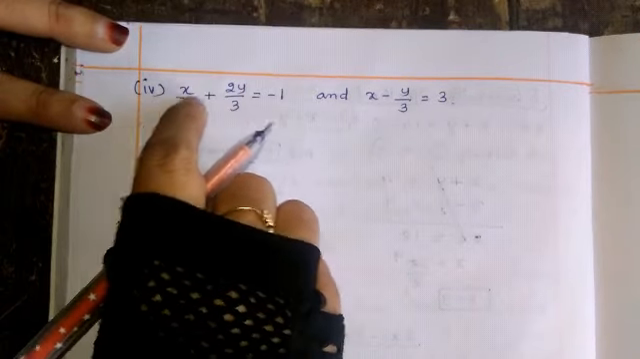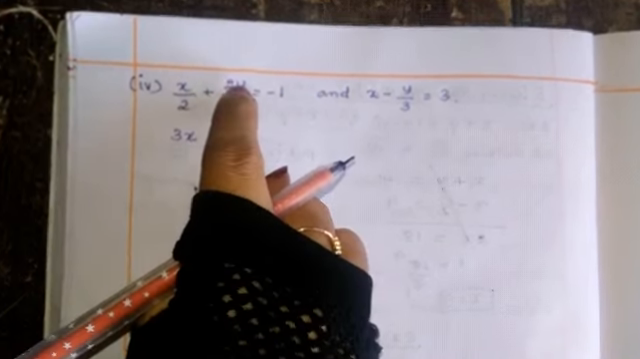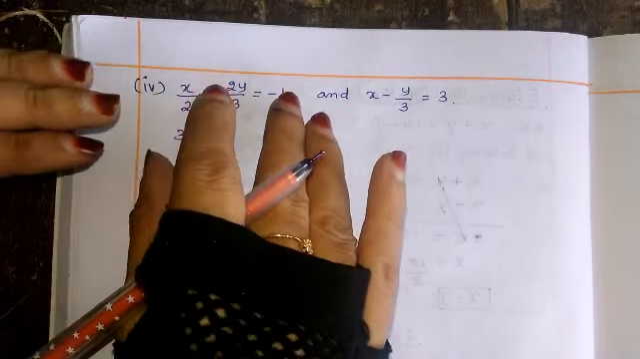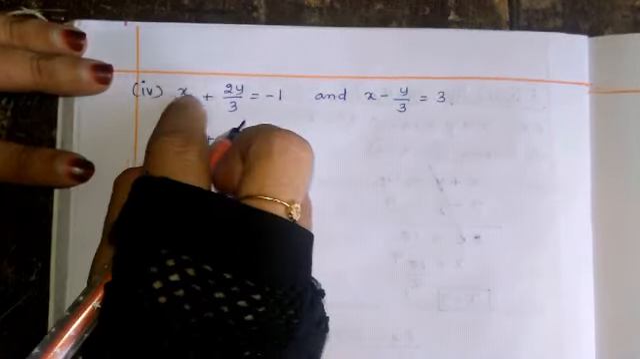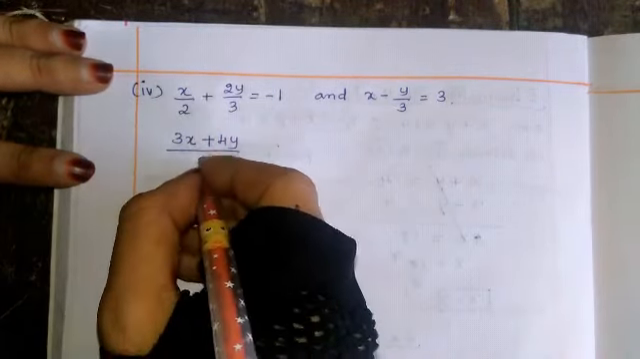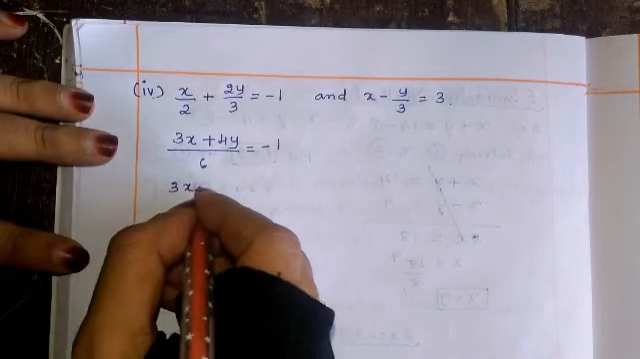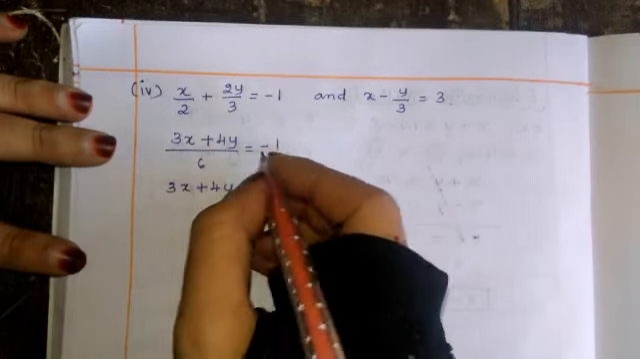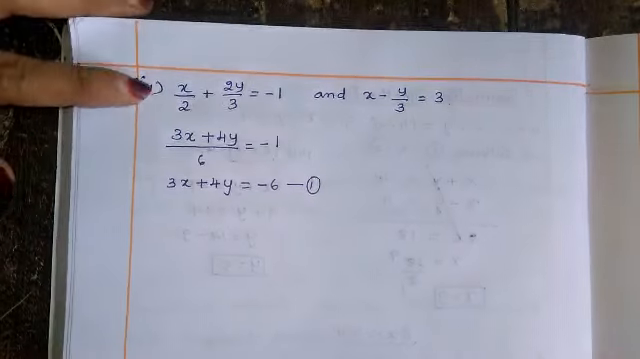Let us cross multiply this. Okay, 3 into x, 3x, because it is not in the standard form. They have given it in fraction form. We have to make this into the standard form. 3 into x, 3x plus 2 2s are 4y, upon 3 2s are 6, is equal to minus 1 as it is. Now 3x plus 4y as it is, 6 into minus 1, 6 ones are 6, minus 6. Let us consider this equation 1.